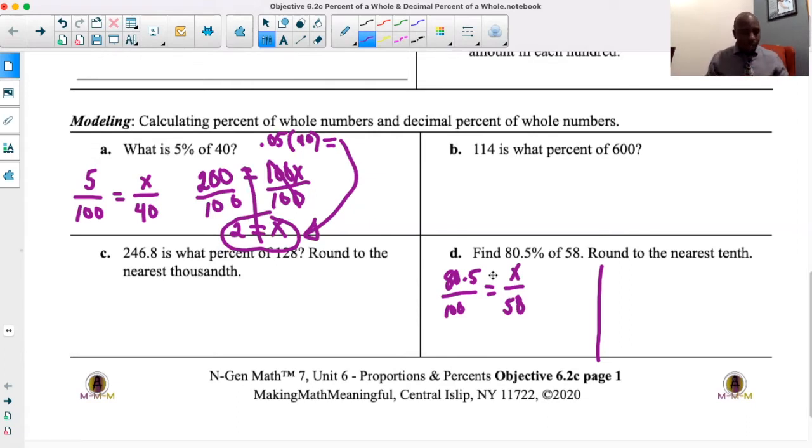What I'm going to do here is first cross multiply, like we've always done in our technique. 80.5 multiplied by 58 is going to give us 4,669, which is equal to 100x. Here we just divide by 100, and we simply get that x is equal to 46.69. Of course, we could also turn it into a decimal, multiply that by 58, and still get the same exact answer.